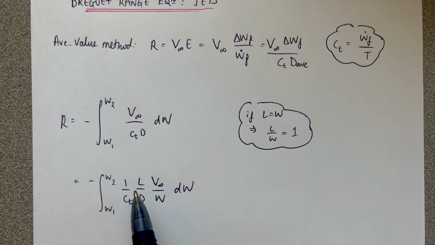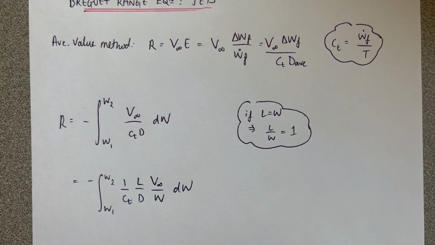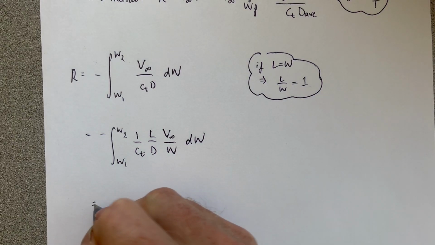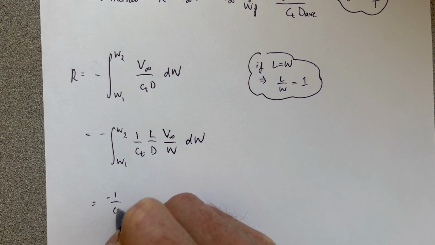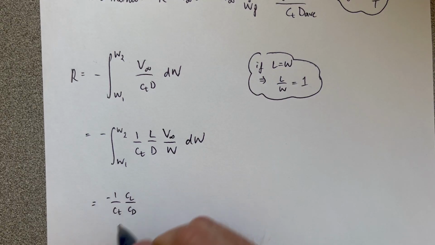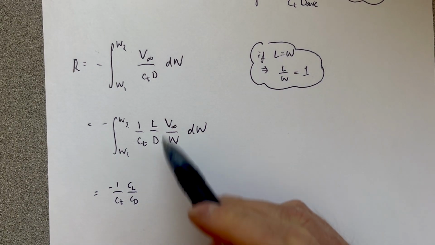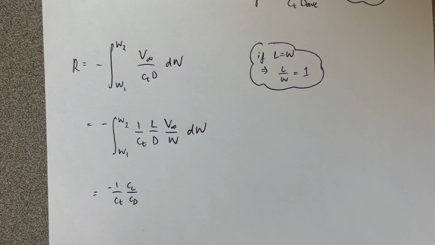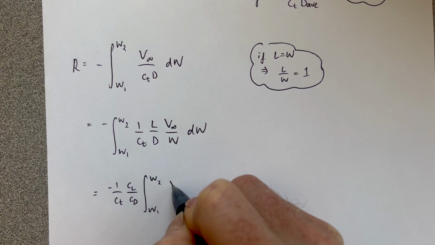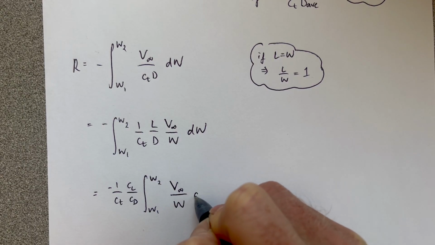and then take out the terms that don't depend on W outside of the front of the integral. So let's just do that real quick. 1 over CT. Convert our magnitudes of lift and drag into coefficient form. I can do that because they're both non-dimensionalized with respect to Q and S. And then inside the integral I'm left with V over W dW.